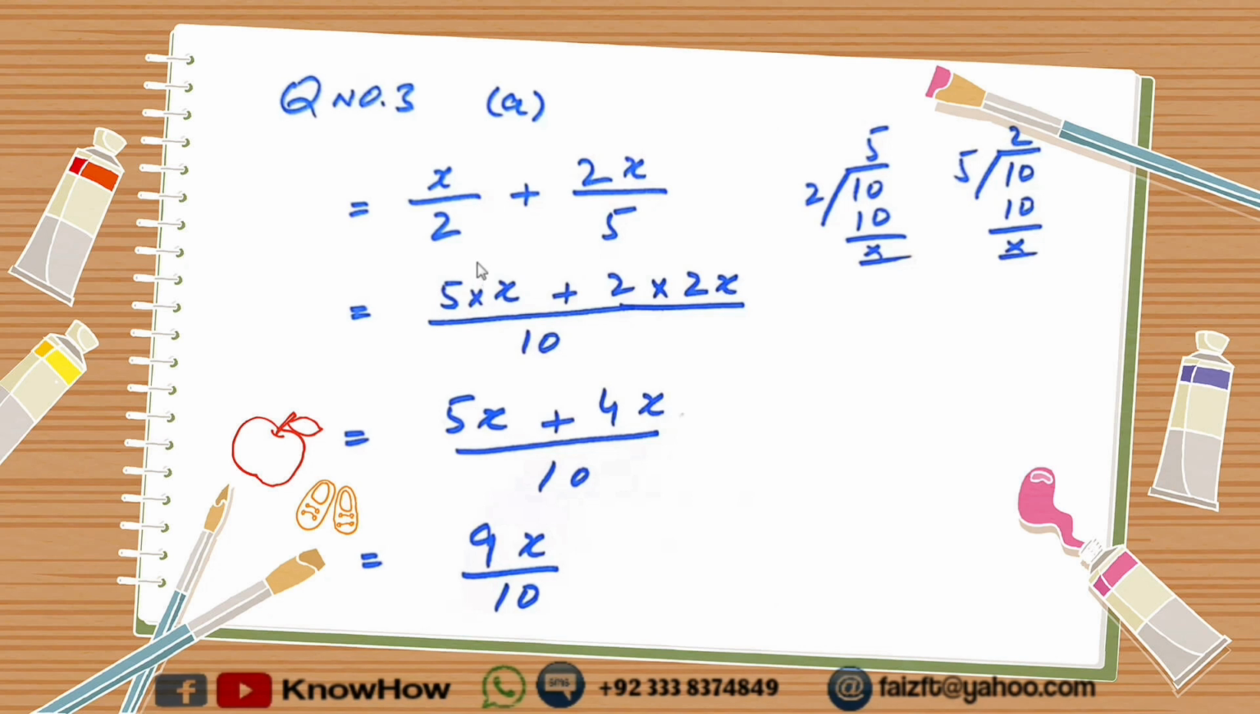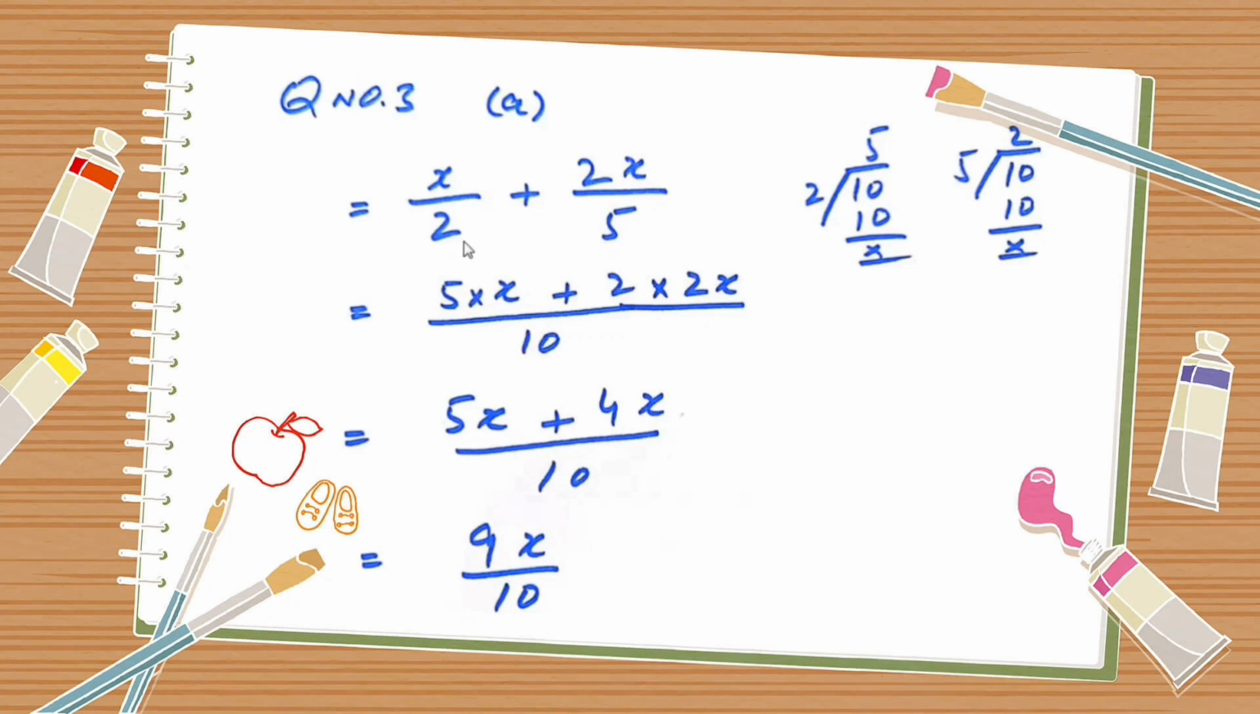In this part you can see we have to add two fractions, x over 2 plus 2x over 5. Whenever we have to add two fractions we have to take the LCM of the denominators, that is 2 and 5, and that is 10. Because these two numbers are different, we just have to multiply them to get the LCM. So 5 2s are 10. After taking the LCM we have to divide it by the denominator of the first fraction. So I have divided this 10 by 2 and we get the answer 5.